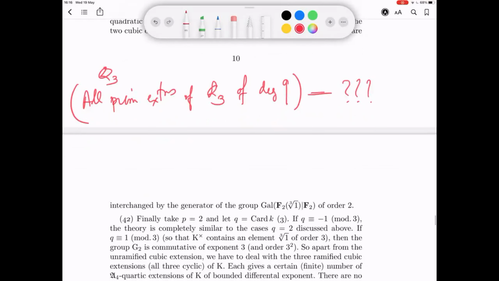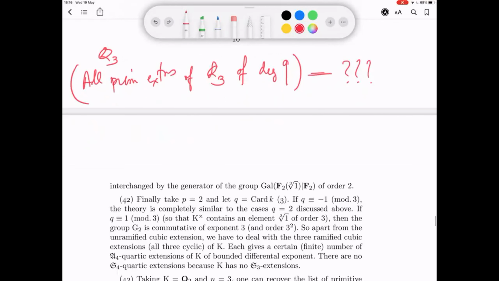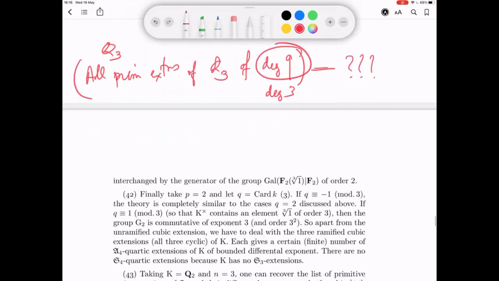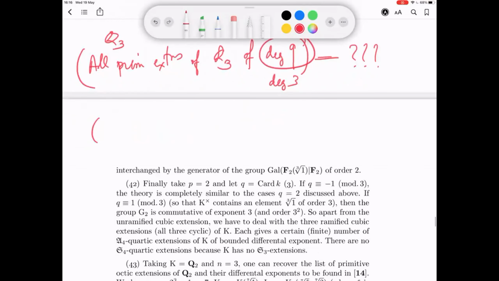And actually, if you want to do such a thing, I would advise you to do something much simpler first. Instead of looking at degree 9, you should look at degree 3 first. You should first try all degree p extensions of Q_p.